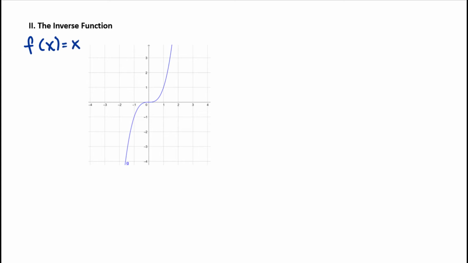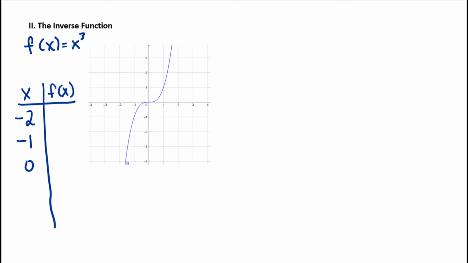Consider the graph of the cubic function f of x equals x cubed. Let's note that this is a one-to-one function. Let's make a t-chart of some of the points of the graph. Label the first column x and the second one f of x. And I'll select the points -2, -1, 0, 1, and 2 for the x values and then compute the f of x values or pull them off the graph.